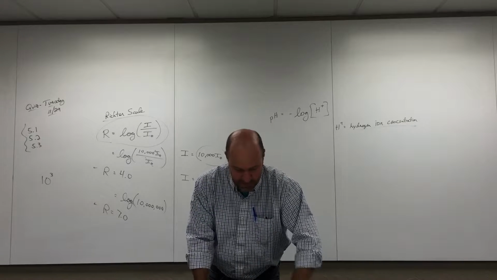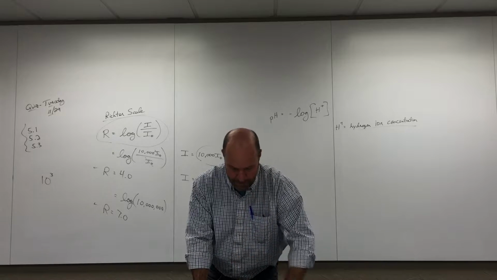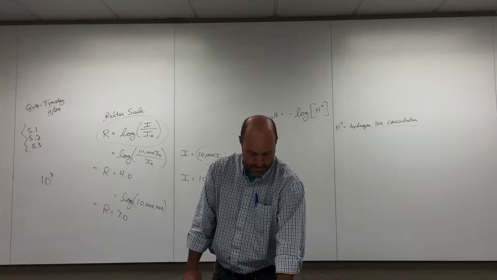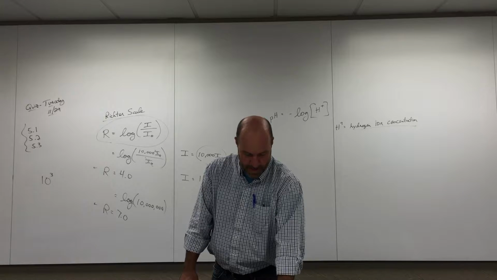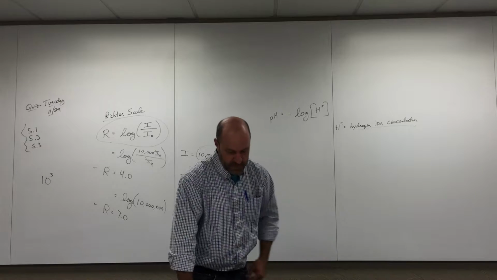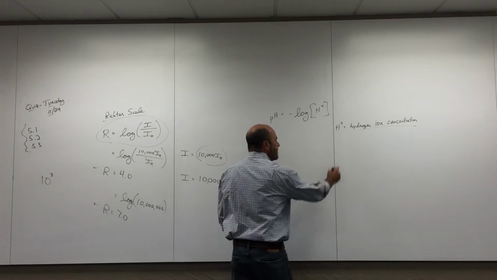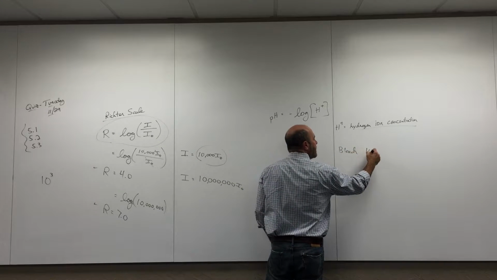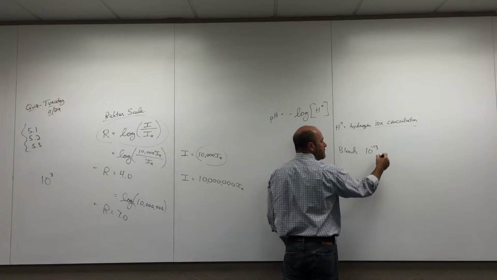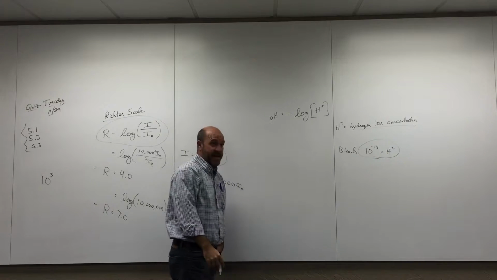where did I see this? I saw this right here. Oh, yeah, right here. Bleach. Bleach is 10 to the negative 13th hydrogen ion concentration. Okay, so what's the pH of bleach?